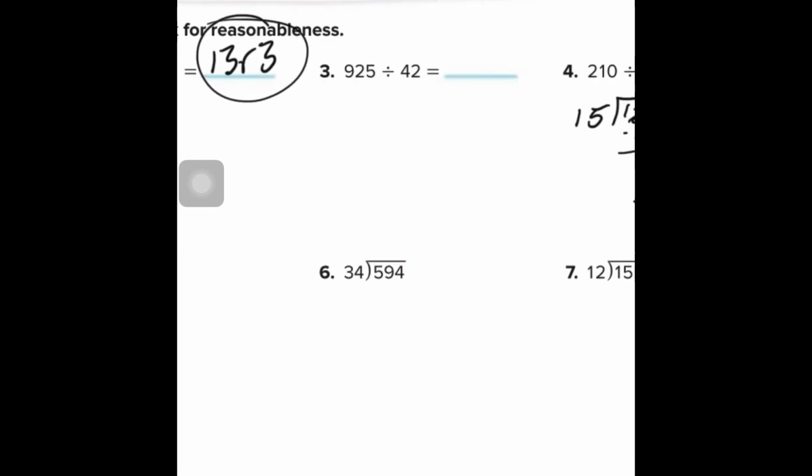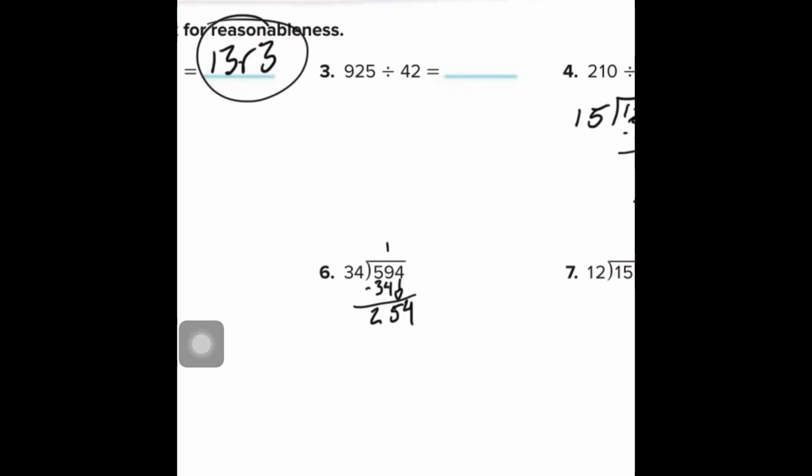Okay, let's do number 6. This one's already bracketed up. That's great. So we have 34. It will not go into 5, but 34 will go into 59 at least one time. 1 times 34 is 34. 9 subtract 4 is 5. 5 subtract 3 is 2. Bring down the 4. Okay, now we have 34 into 254.